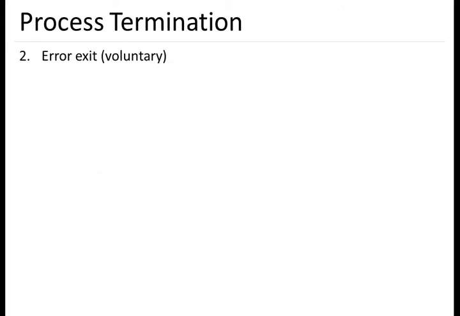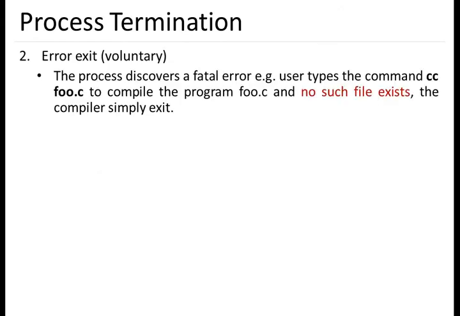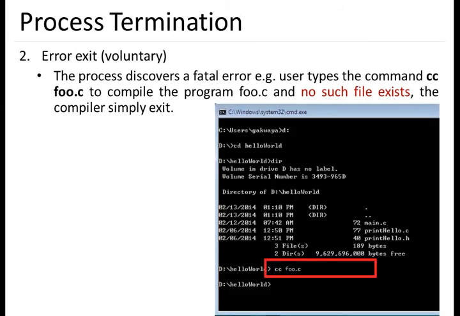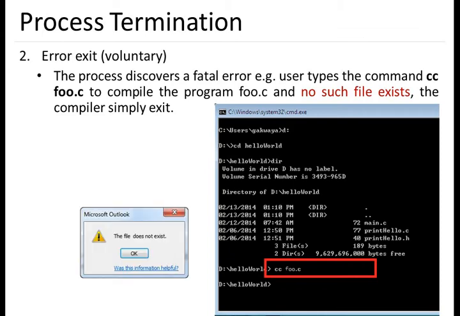After that is error exit, which is voluntary. For example, the process discovers a fatal error. For example, if I want to open some file but get a message like no such file exists, or in my command prompt I want to compile this foo.c file but what I get is that the file does not exist. So over here this process is terminated because we got this error.